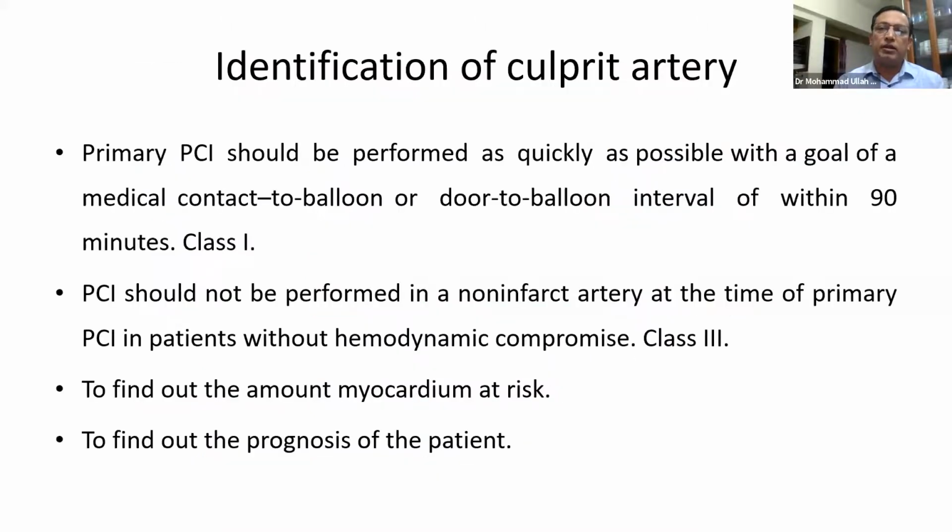So regarding identification of the culprit artery in STEMI, primary PCI should be performed as quickly as possible with the goal of a medical contact to balloon or door to balloon interval of around 90 minutes. We know about it. PCI should not be performed in a non-infarct artery at the time of primary PCI in patients without hemodynamic compromise. So we have to define the culprit artery, and we can define it by ECG before going for angiogram. And we can use this ECG to find out the amount of myocardium at risk and find out the prognosis of the patient.